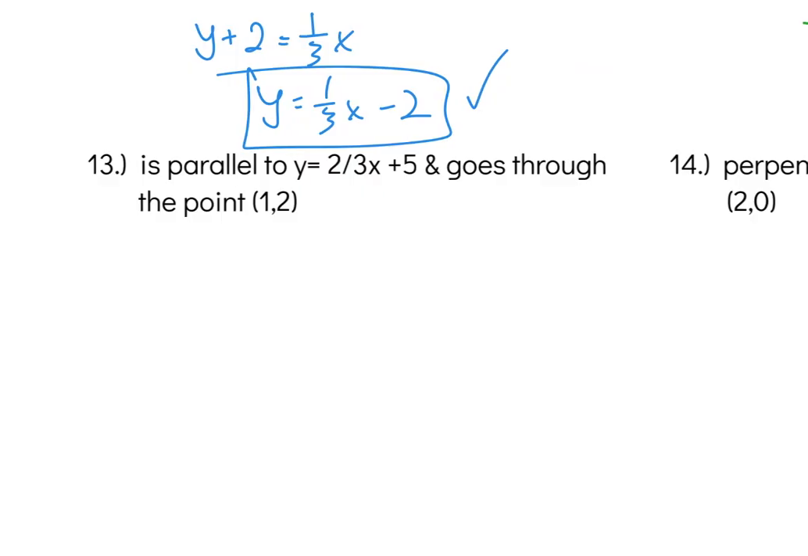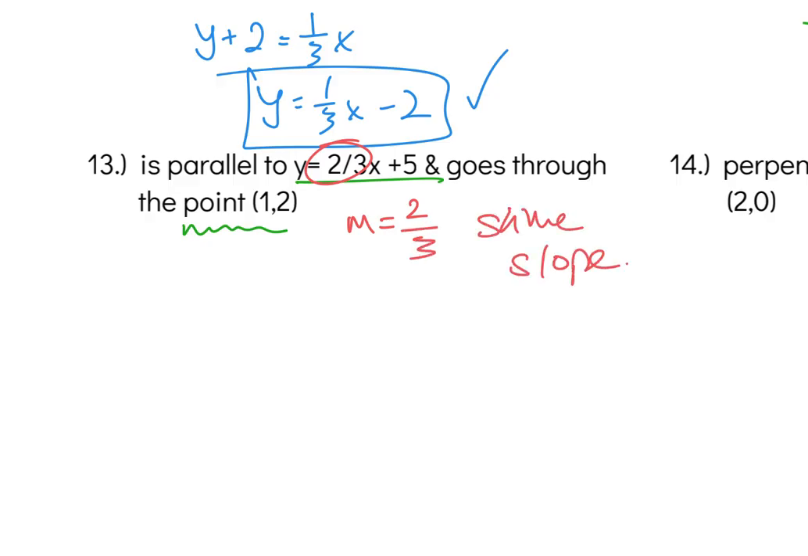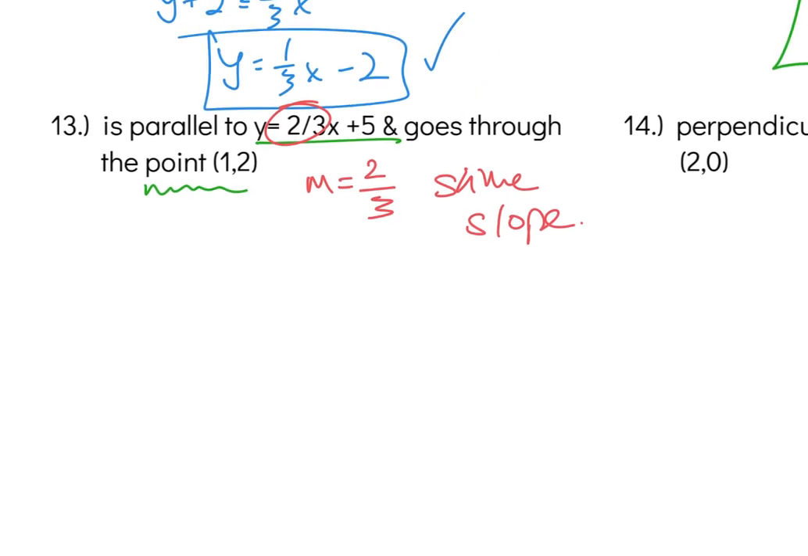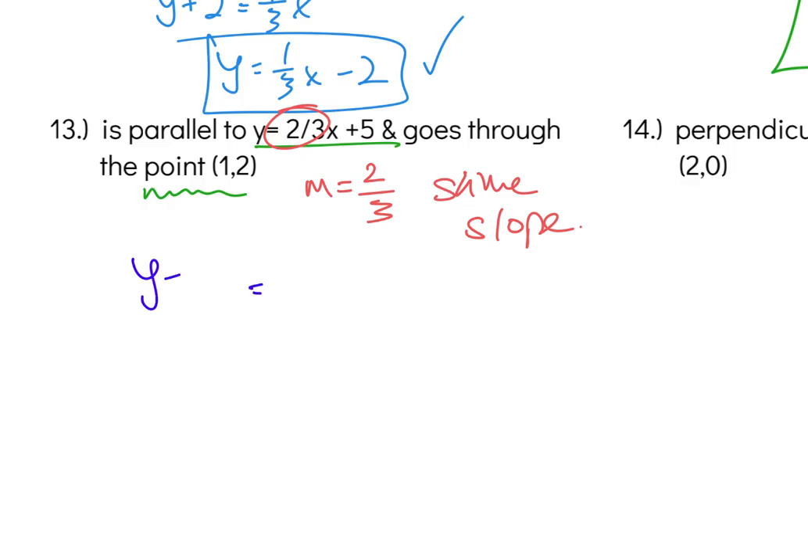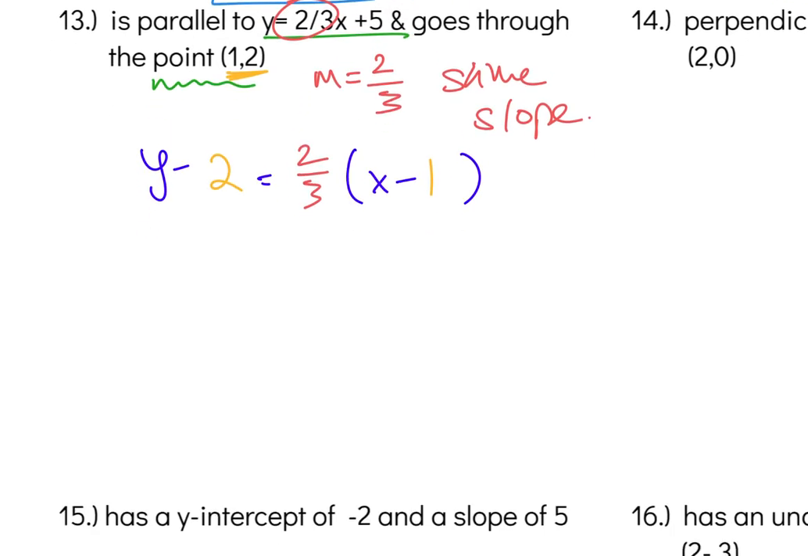13 is parallel to this line and goes through this point. Aha! We need that slope, because parallel lines have the same slope. So this is our new slope and it's our old slope. Now we're going to do y minus y1 equals the slope times x minus x1. There's our new slope. Here's the point we need. x is 1, y is 2. Now we're just going to simplify this. y minus 2 equals 2/3 x minus 2/3.